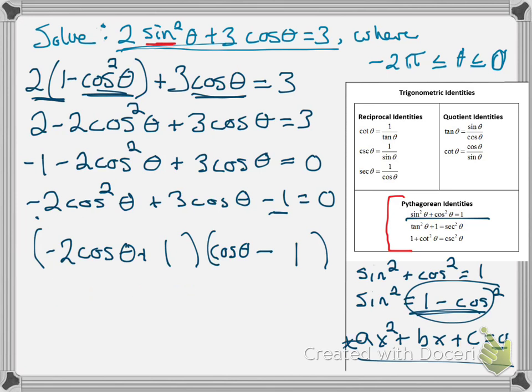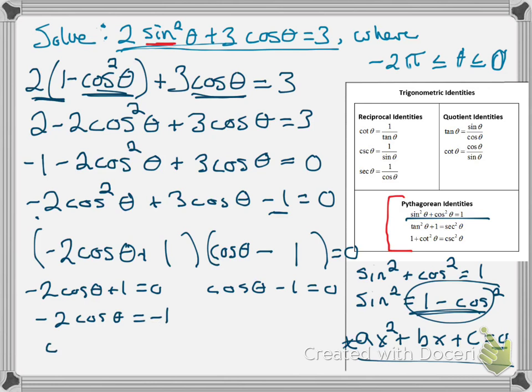Okay, so again, we know that this is all still set up to equal 0. So let's go ahead and solve it. Negative 2 cosine theta plus 1 equals 0, or cosine theta minus 1 equals 0. Subtract the 1, negative 2 cosine theta equals negative 1, and we know that cosine theta must equal positive 1/2.